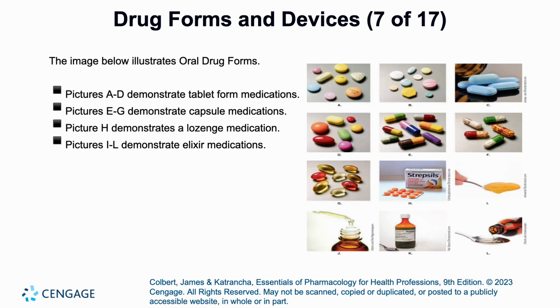The image here on this slide illustrates oral drug forms. Pictures A through D demonstrate tablet form medications. Pictures E through G demonstrate capsule medications, so you can see it's kind of that coating and it's in two parts. A lot of times they will be separate colors, and again, if it's not an extended release capsule, if it's a normal capsule, it can be opened. Picture H demonstrates a lozenge medication, and pictures I through L demonstrate different types of elixir medications that can be given in liquid forms.